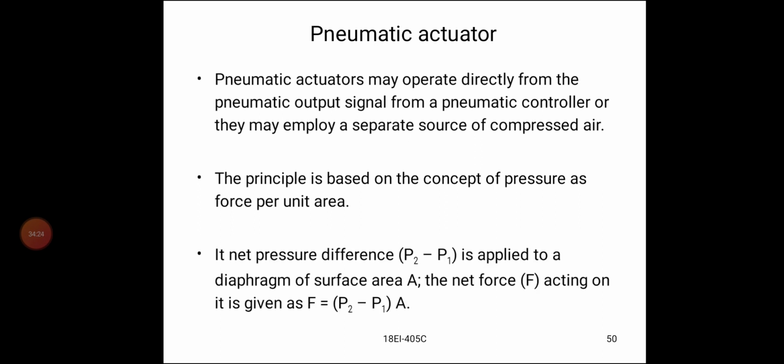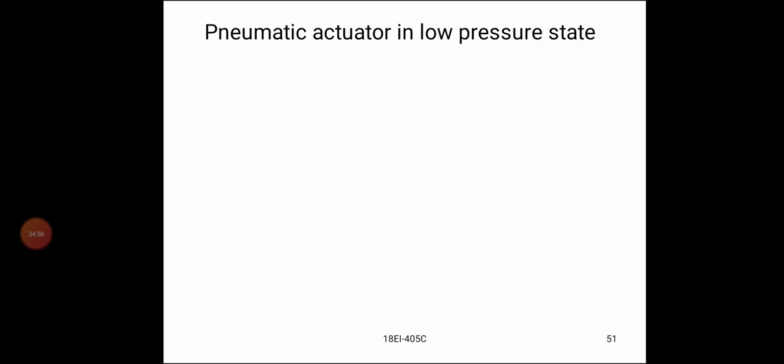The net pressure difference delta P, which is P2 minus P1, is applied to a diaphragm of surface area A. The net force F acting on it is given as delta P times the area A. Delta P is P2 minus P1, the change in pressure.